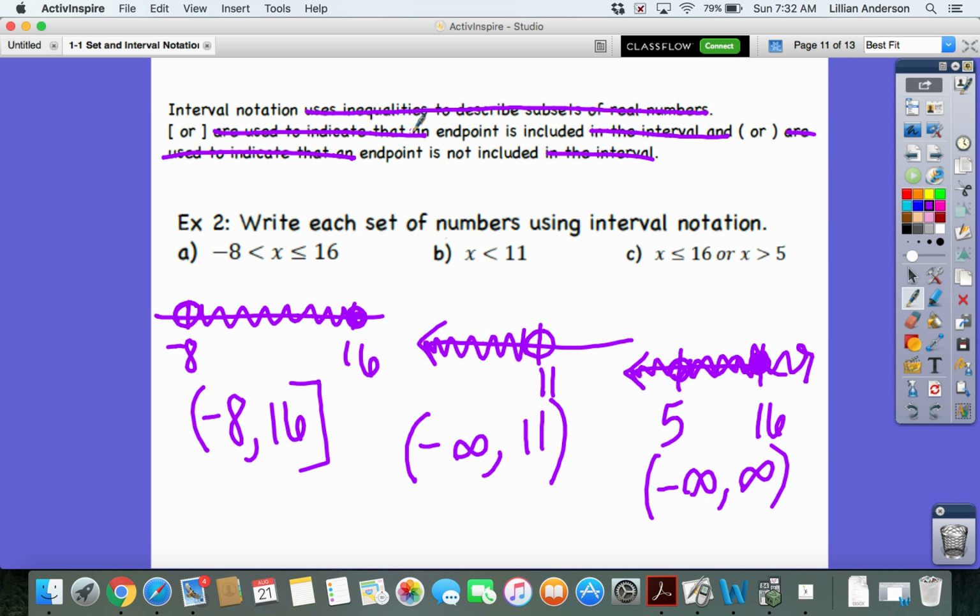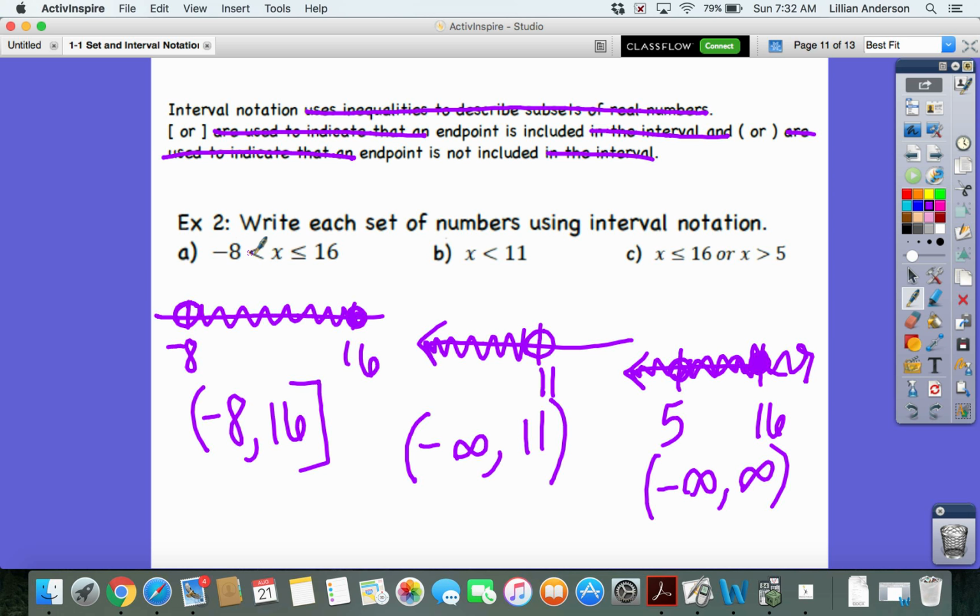Interval notation is basically another way to represent a set of numbers. We use square brackets to indicate that the endpoint is included, and we use parentheses to indicate that the endpoint is not included. Sometimes when I do interval notation, I like to draw out a number line. It makes things a little easier to see, because then we know exactly how to write our notation.